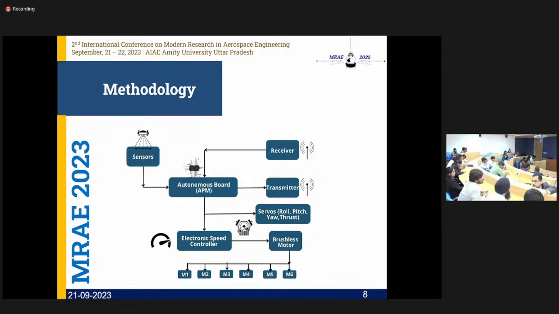Now, this is a basic flowchart for the sensors and the electronic speed controller, and how the different servos and brushless motors work. As of now, we are going for a 6-motor configuration, that is a hexacopter, and the autonomous board, like the APM, will be controlling the receiver, transmitter, the servos and the electronic speed controllers, and that will be transmitting and receiving the data.